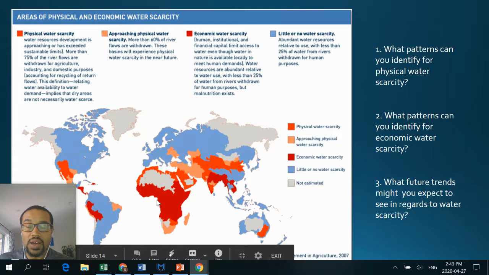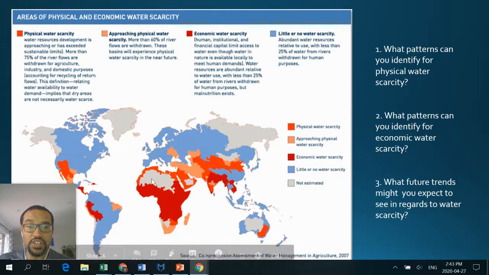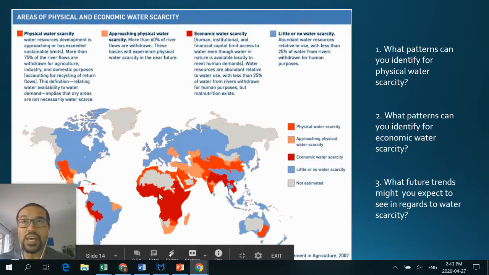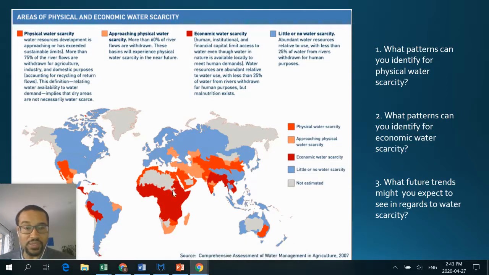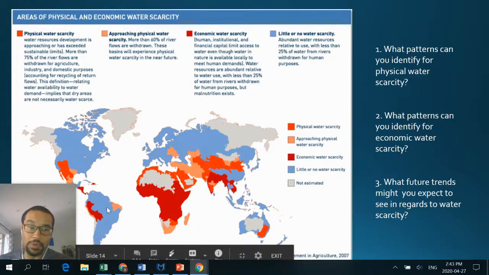It is highly susceptible to economic water scarcity. So sub-Saharan means below the Sahara, right? So the Sahara Desert is right along here. And obviously, there are some cases where we have physical scarcity, but it's that economic scarcity that's a problem. If you have money, you have access to water. If you don't, you're in trouble.